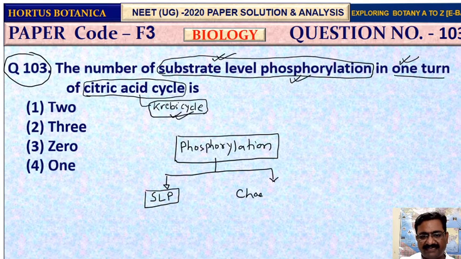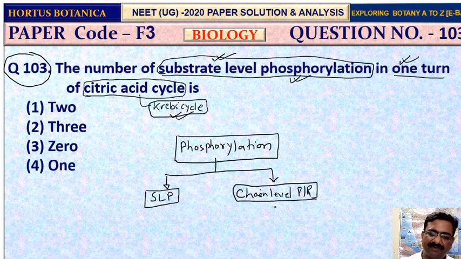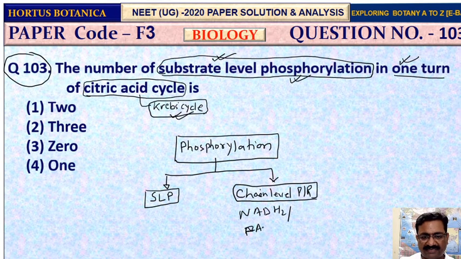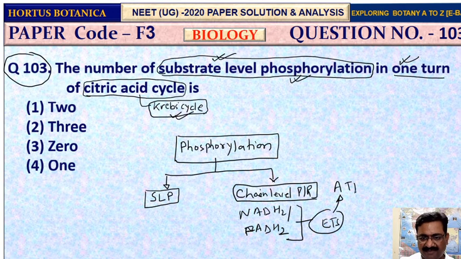Another one is known as chain level phosphorylation. What happens here? Here either NADH2 or FADH2 will oxidize, and through ETS, the electron transport system, they will release ATP. So you are not going to get ATP directly, rather the ATP will be generated through ETS only. That's why it's called chain level phosphorylation.